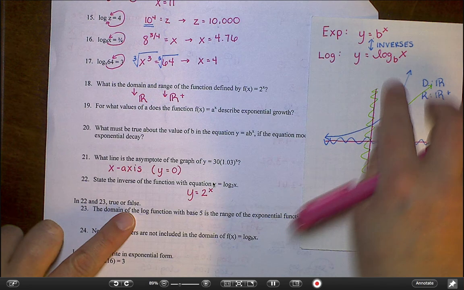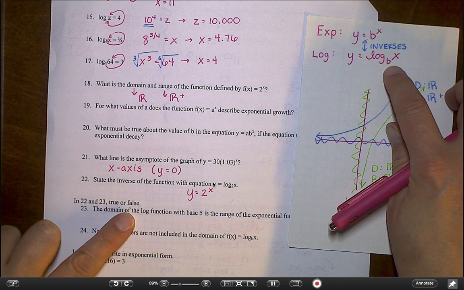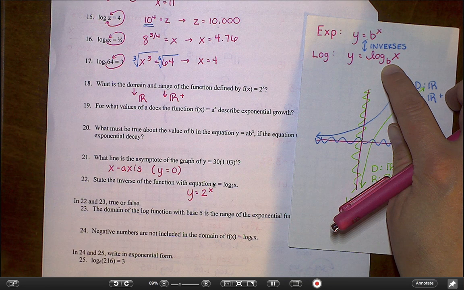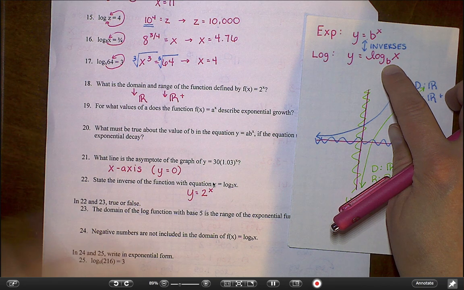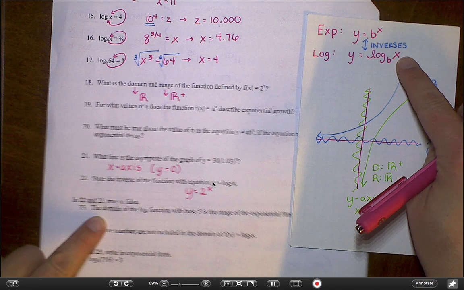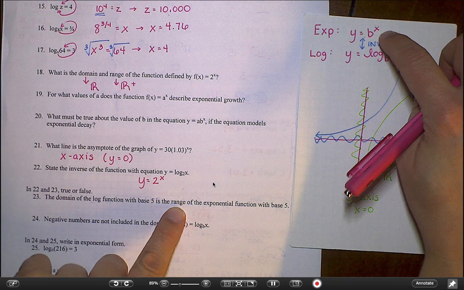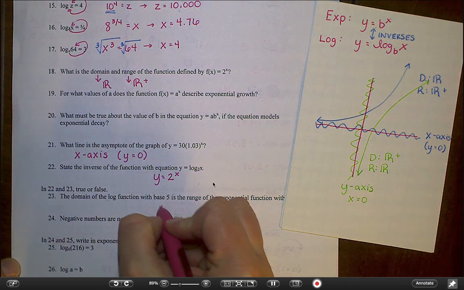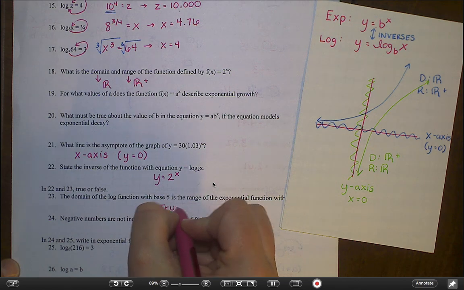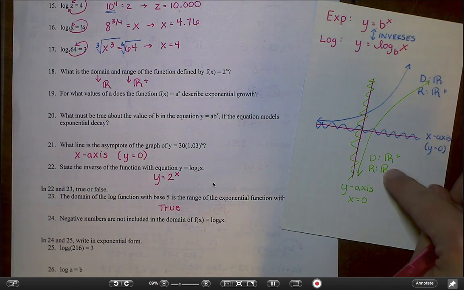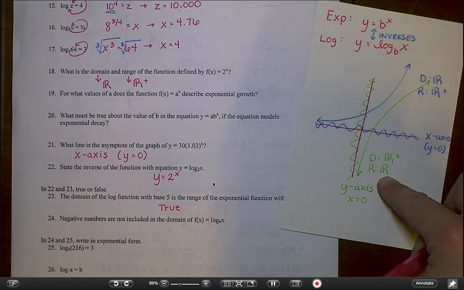Log function with base 5, that's basically this function, but with a 5 down there in the base. Remember though, those numbers don't actually change anything about the graph, okay? They do change the curve of it a little bit, but they don't change any of this important stuff, okay? So the domain of the log function is the range of the exponential function when the base is also 5. That would be true. Honestly, that would be true even if you didn't have the base 5 in there, okay? That the domain of the blue one matches the range of the green one. That's what this is asking.